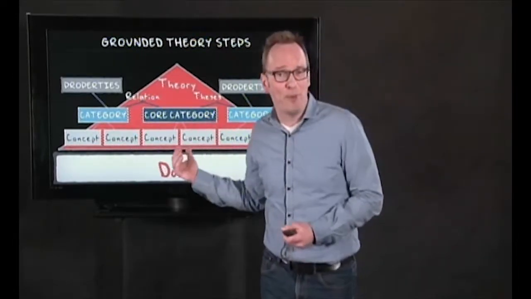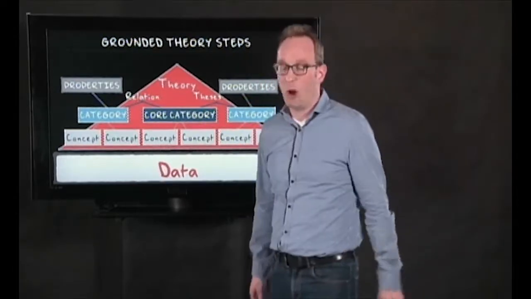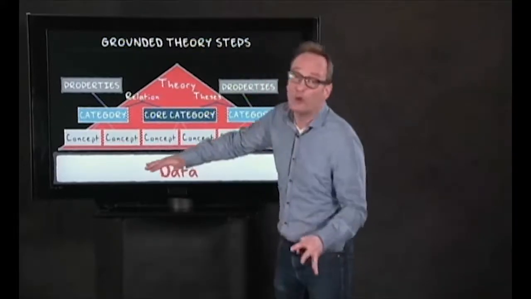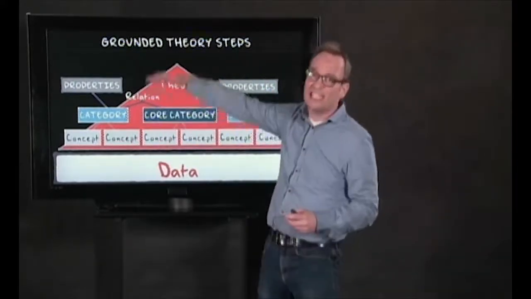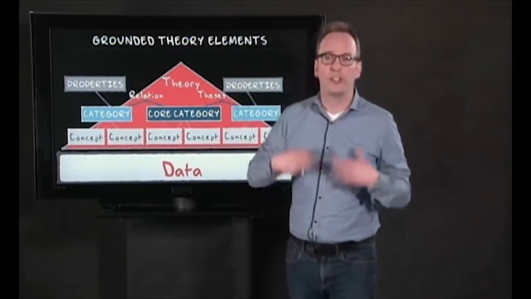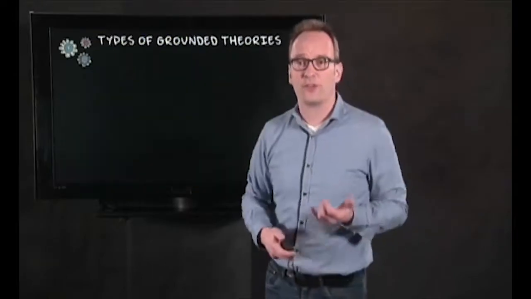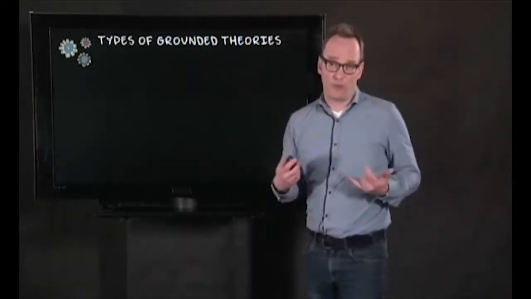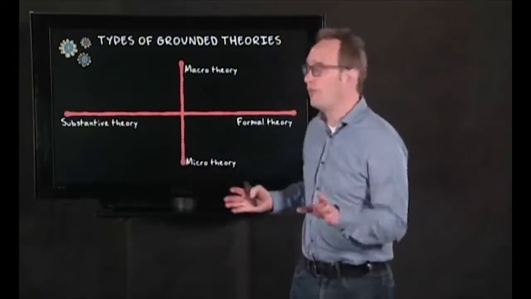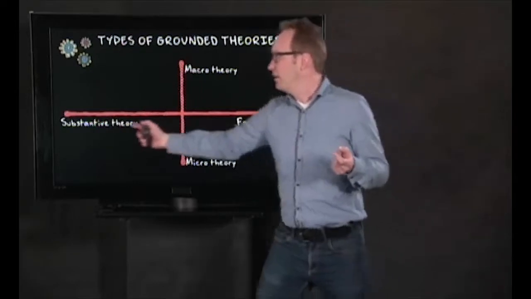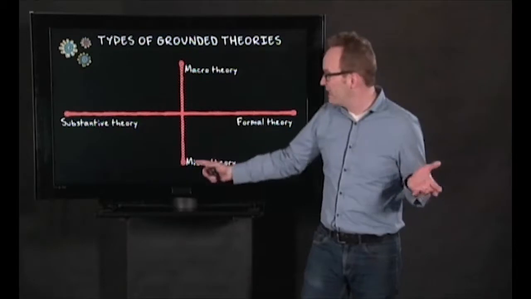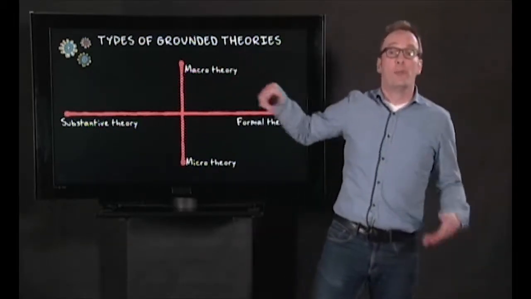So this looks pretty simple, but is it? Well, obviously it's not. In later forms of grounded theory, many discussions how to go about and how to do this and how to take these steps have been held. Now this core category is very important in thinking about different levels of theories, different types of theories. As you can see here, there are two dimensions of grounded theories. First, there's the dimension of substantive versus a formal theory, and there's the dimension of micro theory up to macro theory.